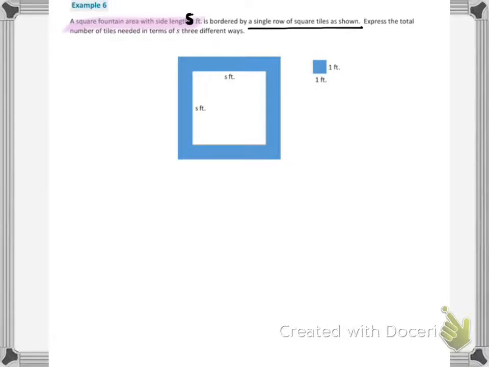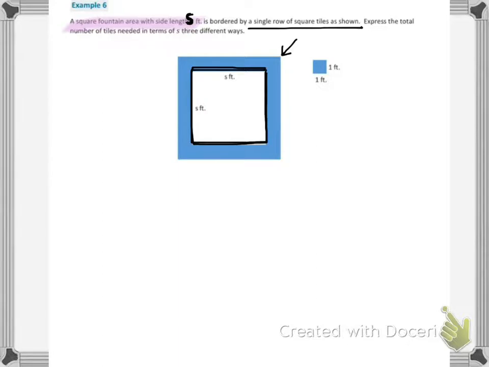And here, this is the row of tiles. This is the blue, of course. So here's the fountain. The fountain is inside. The tiles are all the blue around the edge, right? So these sides in here are the ones we're going to be given an actual value for.